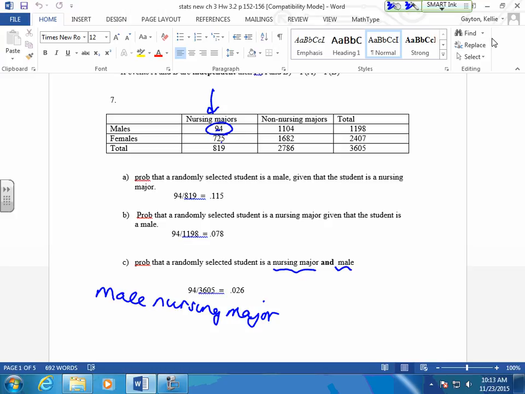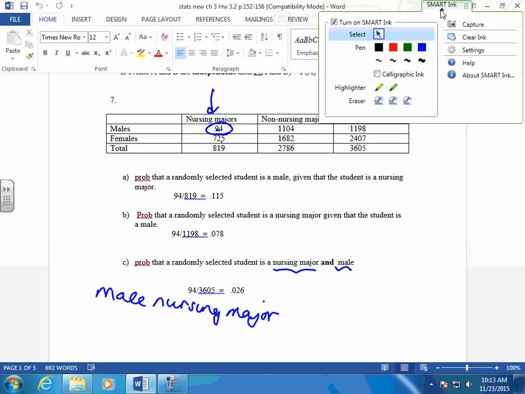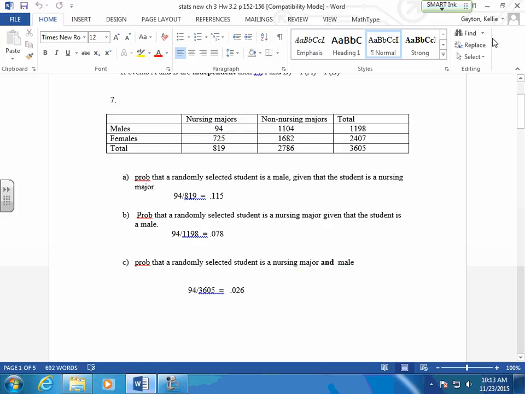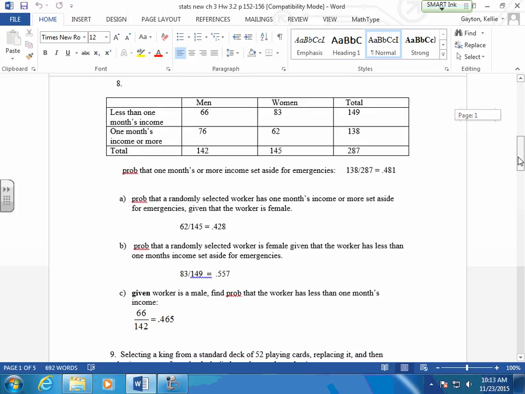You kind of seeing how this chart works? The chart, I like the chart because I think it explains things a little easier. But I know some of you guys struggle with the charts. So unless you talk to me, I'm assuming that it's good.